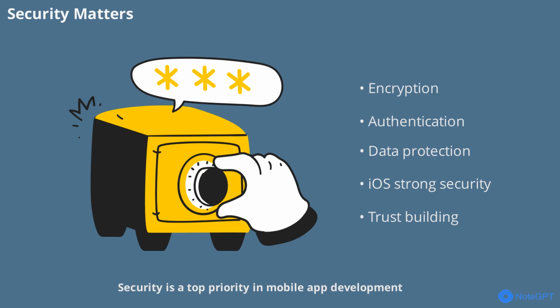Security is a top priority in mobile app development. Developers implement encryption, authentication, and other safeguards to protect your data. iOS is known for strong security, while Android offers flexibility but requires careful management. Keeping your information safe is essential for building trust and ensuring a positive user experience.